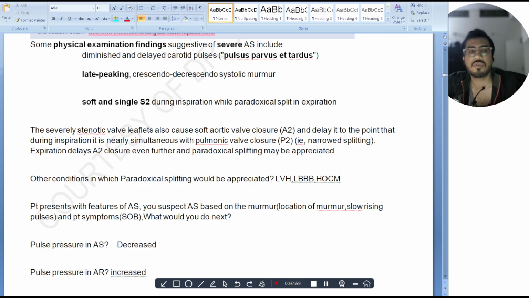Patient presents with features of AS. You suspect AS based on the murmur. Location of the murmur is at the aortic area, slow rising pulses, and the patient also has symptoms. What do you do next? You do an echo. That's why I mentioned this question.